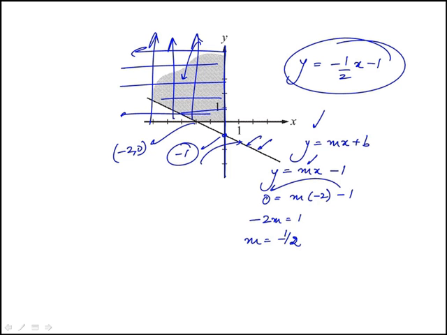Now the line divides the plane into two halves. One where it's going to be greater than or equal to, and the other one would be less than, depending on whether the line is included or not. And in this case, if you look at the answer choices, they all have equal, which means the line is included.